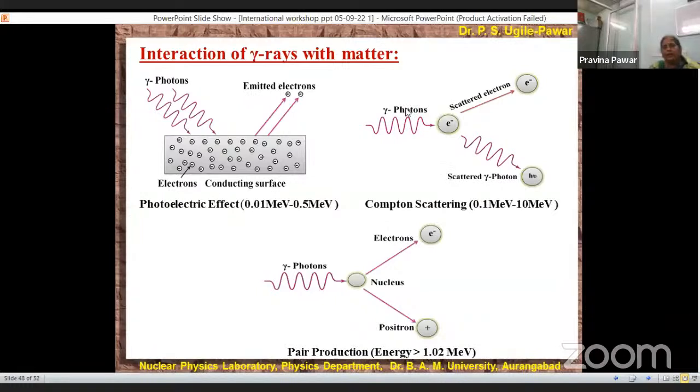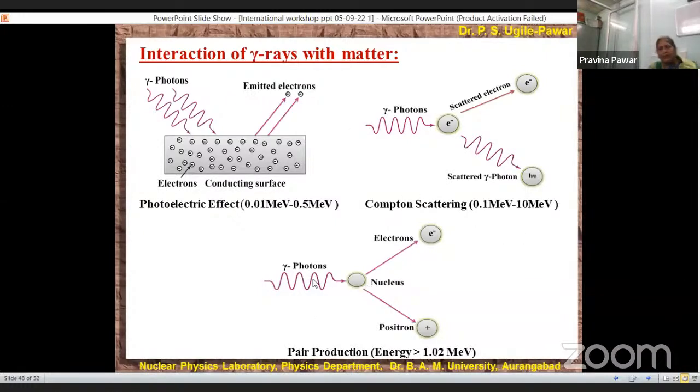A photon of energy h nu falls on a target, and the scattered photon energy is much less as compared to the incident photon energy. Why is that? Because it is divided, some part of the energy goes to the recoil electron. So the incident photon energy is a combination of both the scattered electron energy and the scattered photon energy. Compton scattering occurs from 0.1 MeV to 10 MeV.